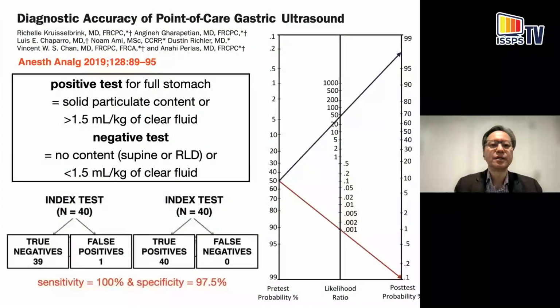We also recently did another study to confirm that the diagnostic accuracy of gastric ultrasound is extremely high. The volunteers come in and either have a full meal or have clear fluid more than 1.5 mils per kilo. Out of the 40 patients who had a truly empty stomach, we got 1 false positive, but for the 40 with a truly full stomach, all of them were captured. So it's extremely high sensitivity and specificity to differentiate whether a patient has a full stomach or not.